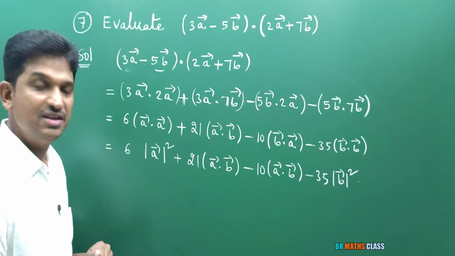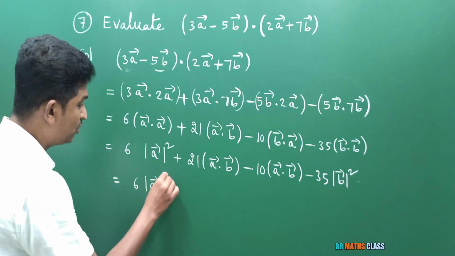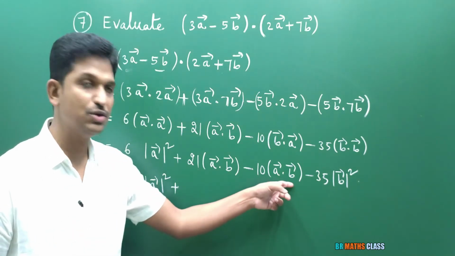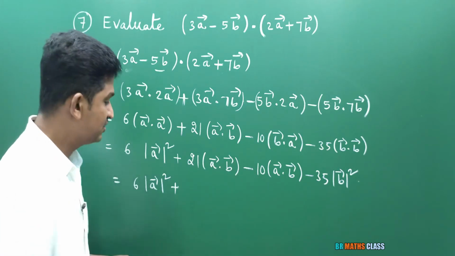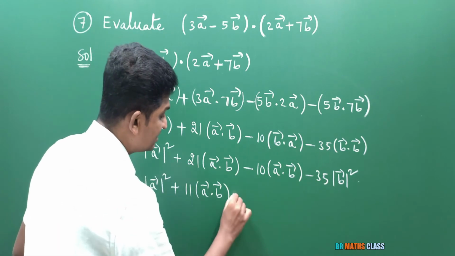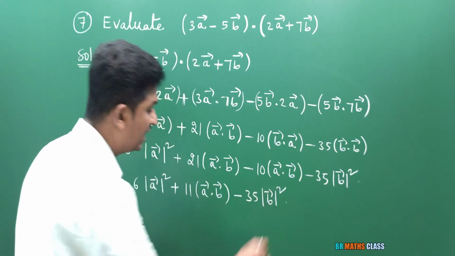If I simplify this, what I'll get is 6 times modulus of A bar whole square plus, here this is A bar dot B bar, this is also A bar dot B bar, 21 minus 10, that is 11. So plus 11 times A bar dot B bar minus 35 times modulus of B bar whole square.